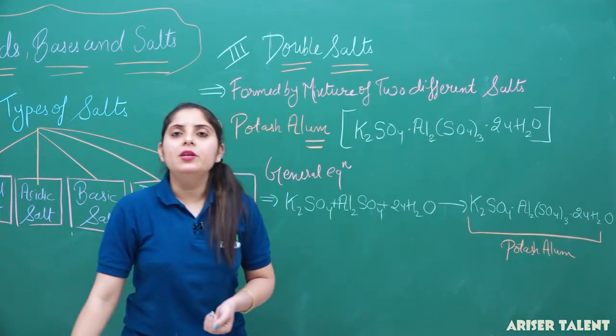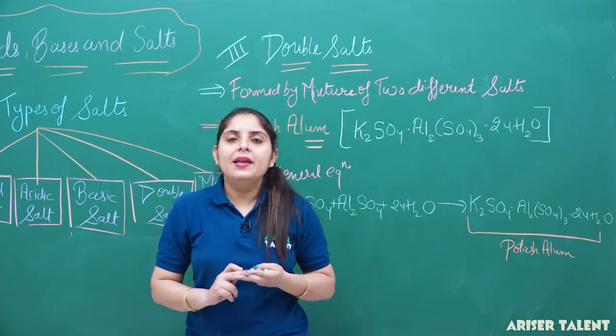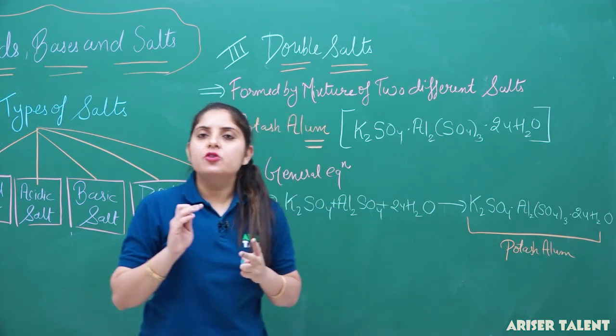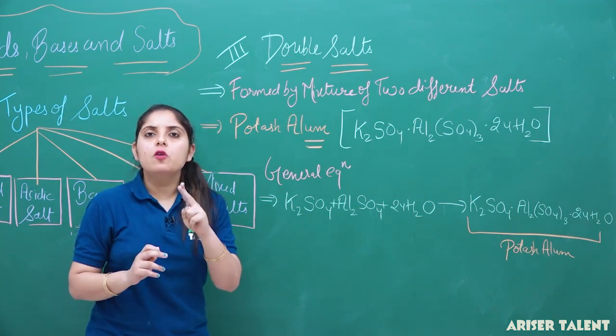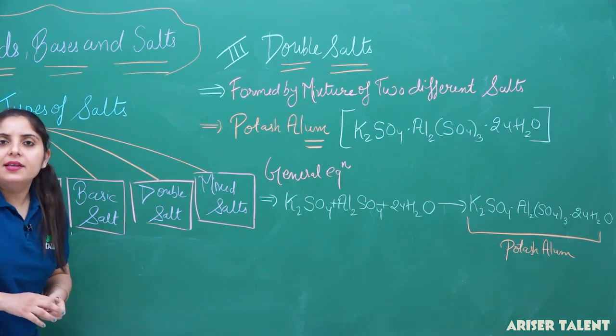In this category of the double salt, we have many more examples like Mohr's salt, carnallite and dolomite. So these are actually the double salts which are formed by the mixture of two types of salt. So I hope the double salts has been clear to you.